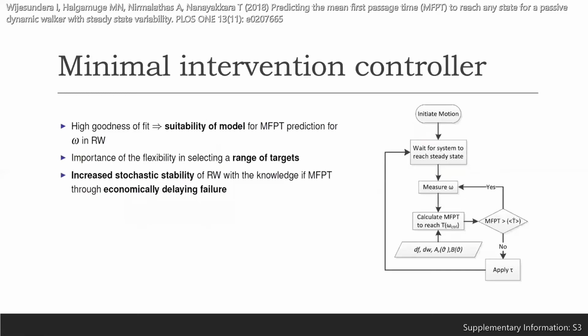So we use this mean first passage time prediction here in a minimal intervention control, as we call it. What we do is initiate motion and wait for the system to reach steady state. And we keep measuring omega at each collision. And then with that omega, we calculate the mean first passage time to reach our defined target. And if that is lower than the threshold, only then we apply an external torque. Otherwise, we just keep on monitoring, letting the walker continue its passive motion.